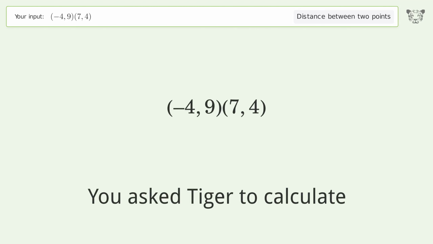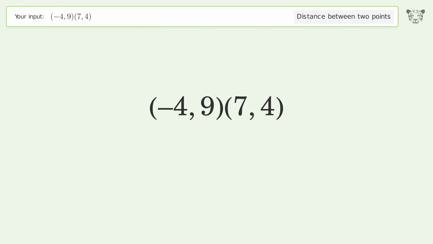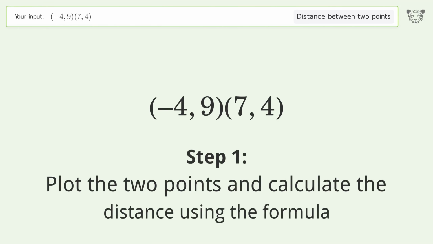You ask Tiger to calculate. This deals with the distance between 2 points. The distance between the 2 points is the square root of 146, or 12.083. Let's solve it step by step. Plot the 2 points and calculate the distance using the formula.